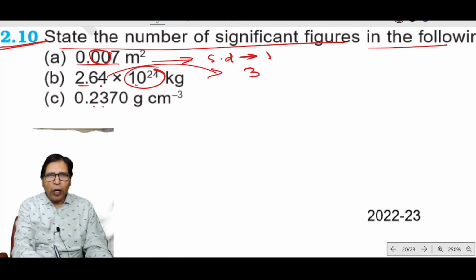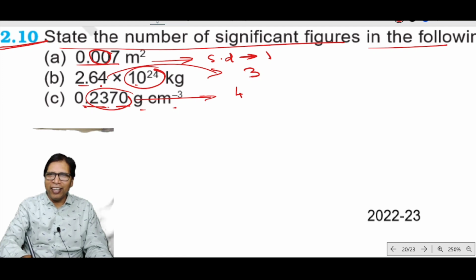Now look at this: 2.370 gram per cc. For a number having a decimal point, the trailing zeros are significant. So here the number of significant figures is 4.